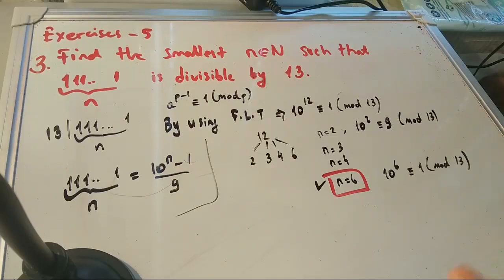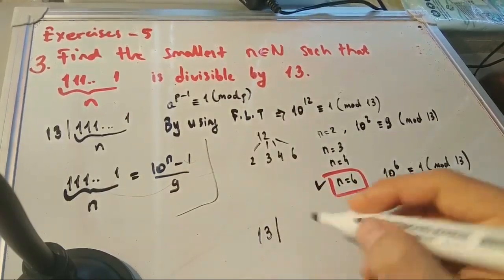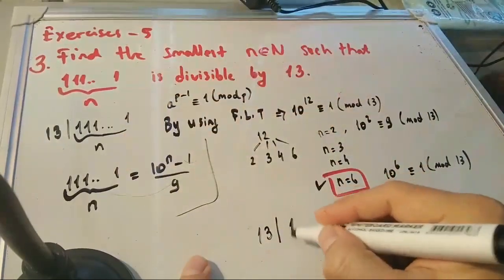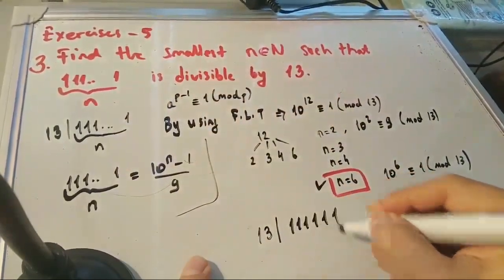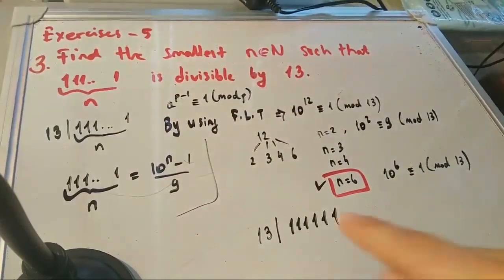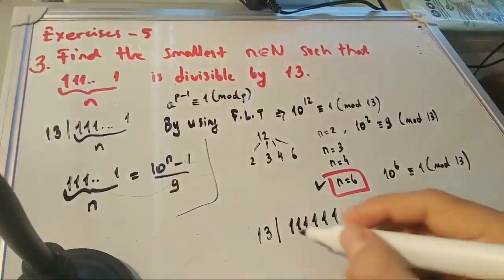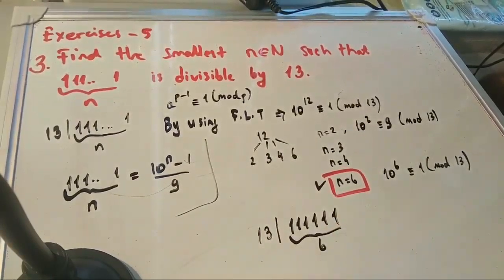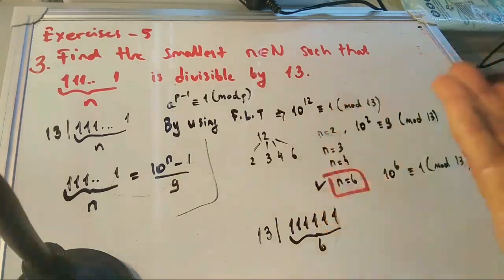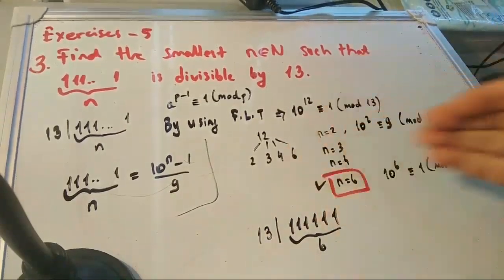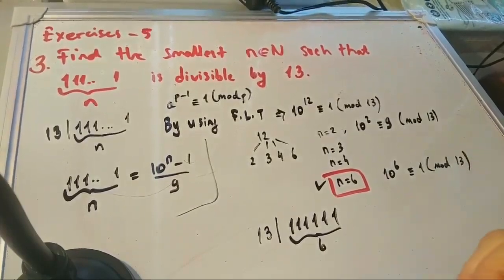So let me summarize. 13 is divisible n times 1. The number is divisible by 13. So we have two steps. First, we found n as a 12, and after that we found divisors of 12, and we checked all factors in mod 13 by using modular arithmetic system, and finally we got n as 6. Okay.